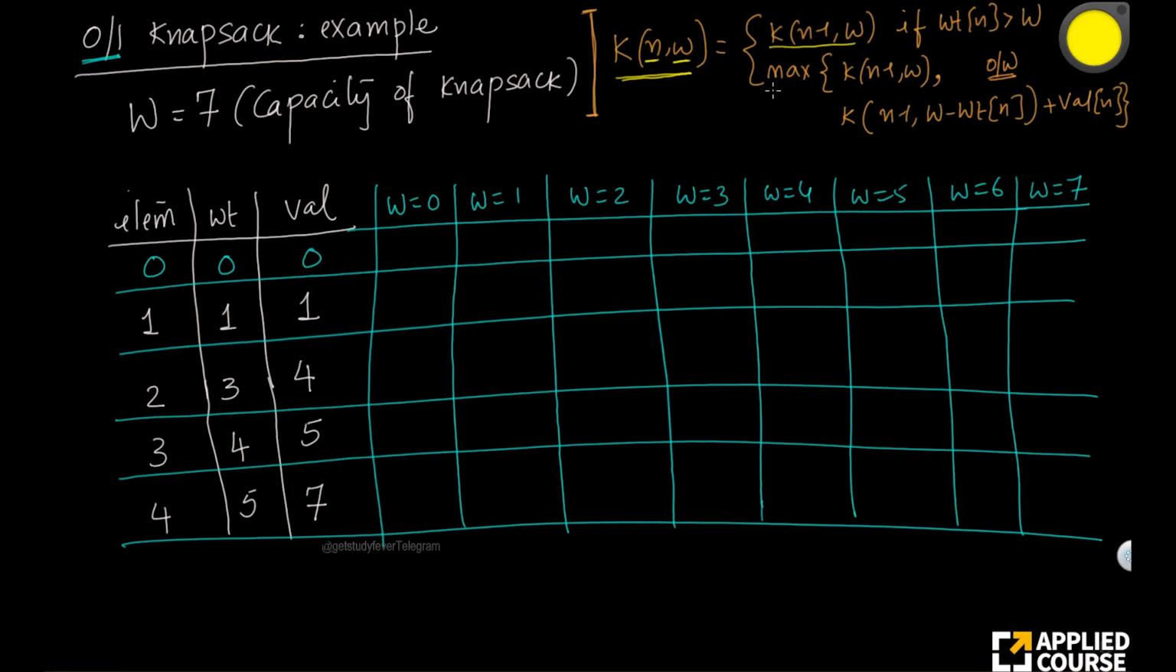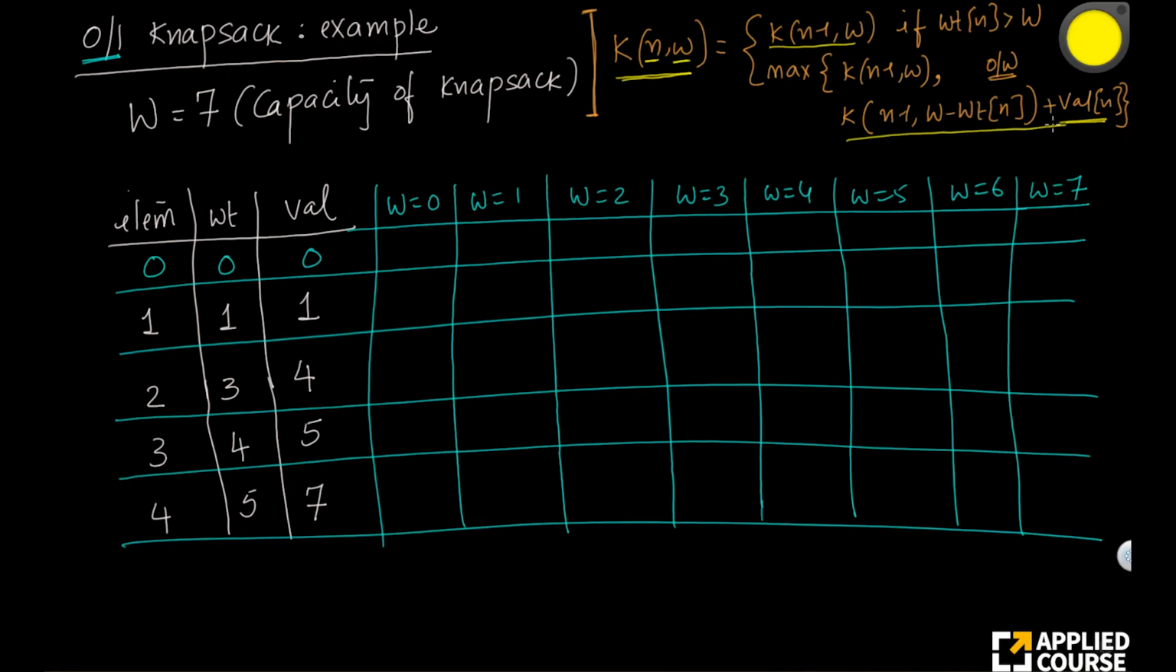The second case is that we'll take the max of the two possibilities again. In the first possibility, we are not considering the nth item in the bag, so it will be the max of K(n-1, W). In this case, we are not considering the nth item to be present in the knapsack. That's one possibility. Or let's consider the nth item in the knapsack, which means its value will be added here, and the number of items that I have now is n-1 items, and the total bag capacity I have right now is W minus wt_n. This is the weight of the nth item, right?